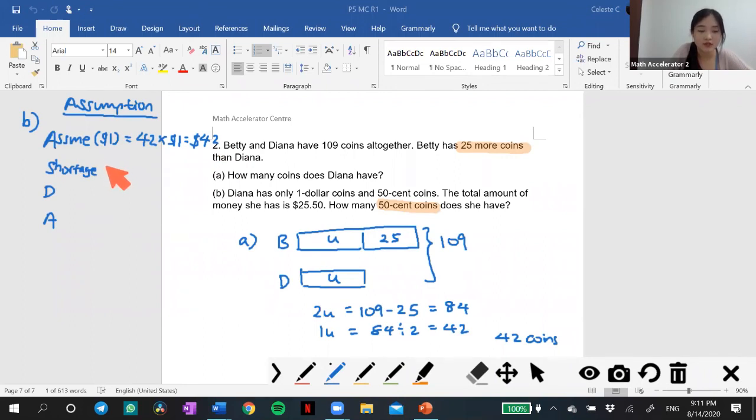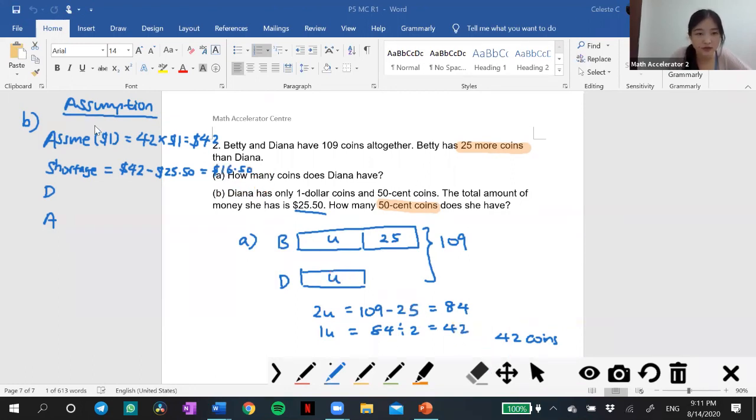So shortage, they told us that the total amount is $25.50. But right now we assume that it is $42. So let's find the difference. This is the shortage. Yep, 16.50.